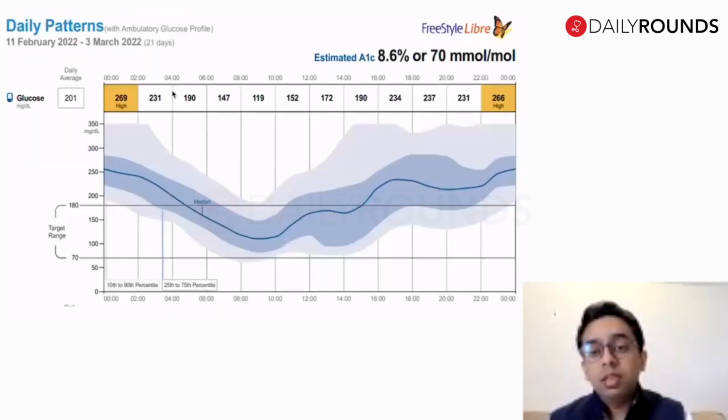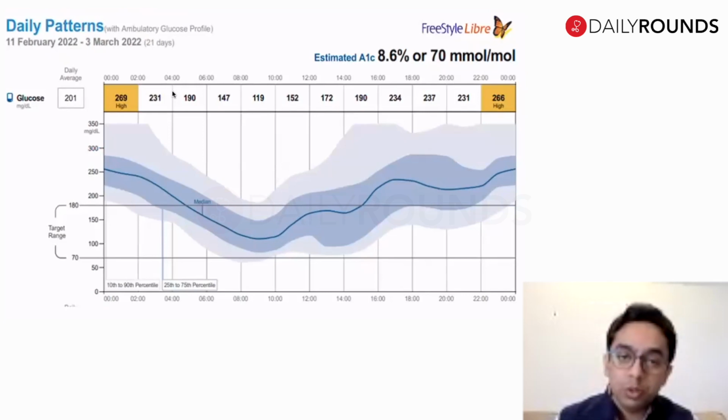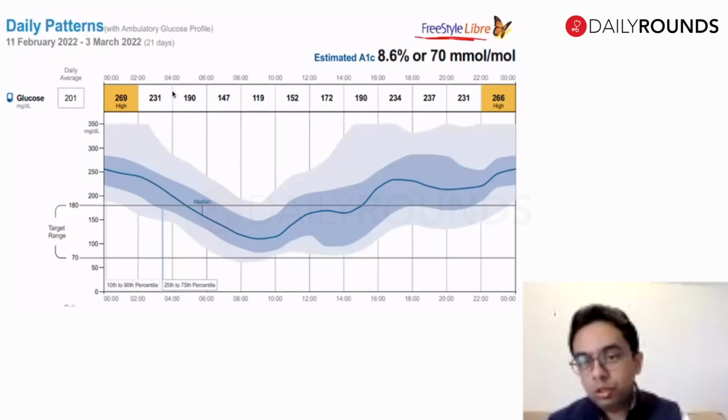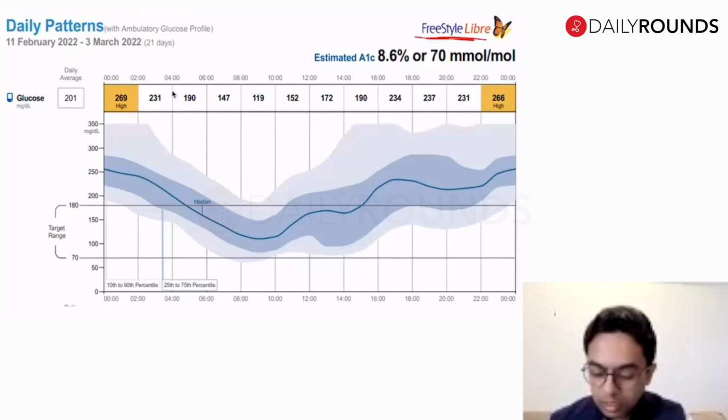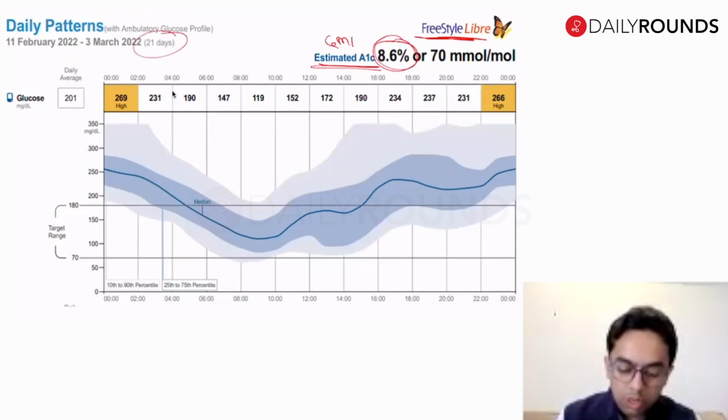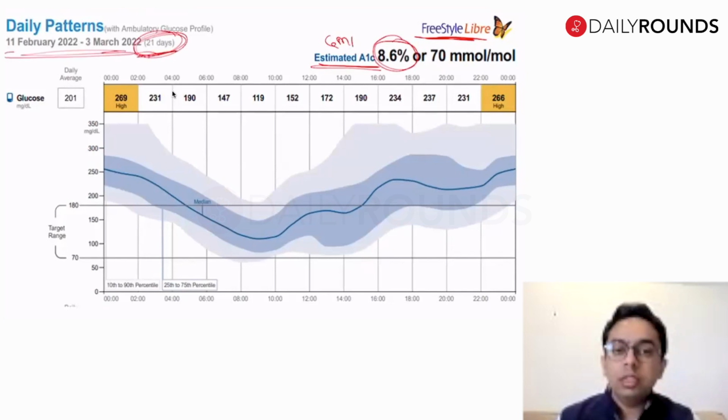Now, this is the report you will get, the ambulatory glucose profile. If you connect your reader to the computer, this is the data you will get. Here you will know what machine was used, what CGM was used. So here it is Libre, it's not the Pro version. Then here you have an estimated HbA1c, which is now changed to GMI. It is an estimated HbA1c over 21 days, and this is the time period from which the sensor was put. And here, every 2 hours, you will have an average sugar for that duration.